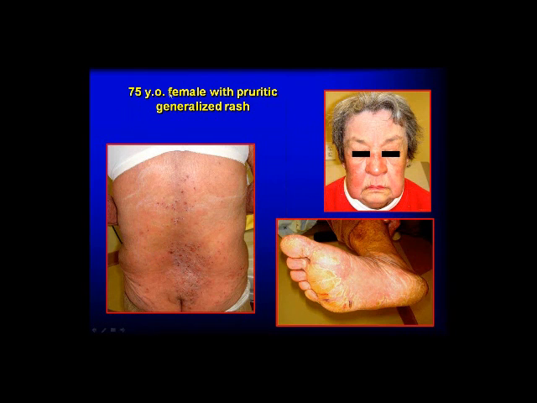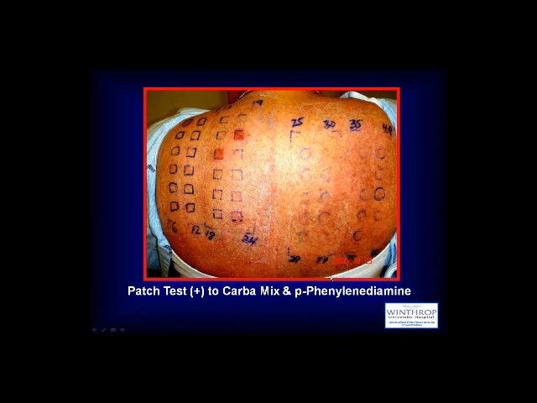Now, this is another 75-year-old elderly patient with a pruritic generalized rash. Again, she doesn't have an atopic history as well. She could very well have mycosis fungoides, but she had this under her feet as well. So I thought that maybe I should do a KOH, but the KOH was negative for this patient.